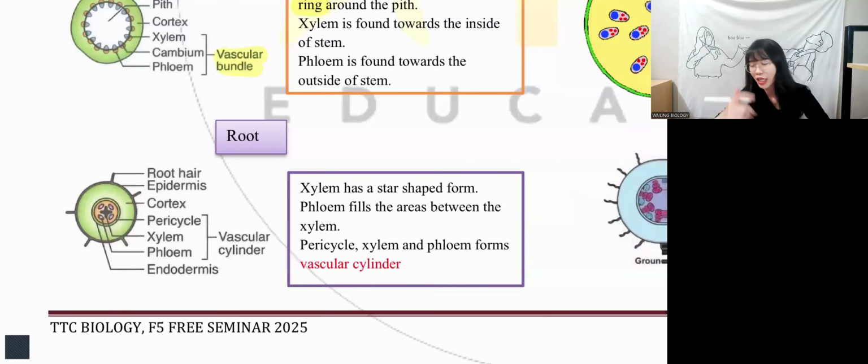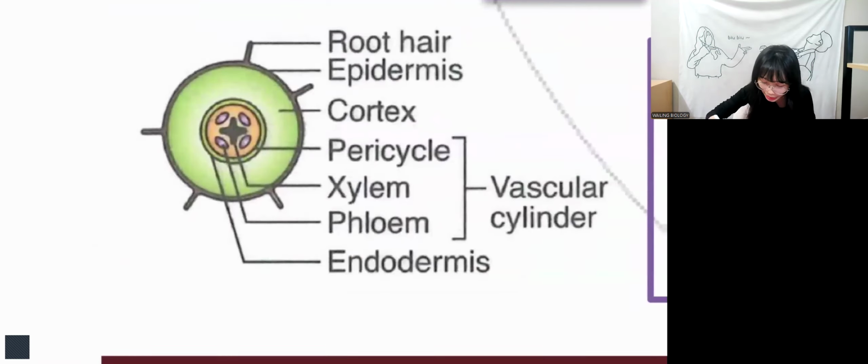For root is the special one. Why? Because in the root, the xylem has a pattern. I know this is a cross, a T shape, but we don't call it a cross. We call this a star-shaped xylem. Okay, this is a star shape, not a cross. The one in purple color that you see in this part is the phloem. So with star-shaped xylem, the phloem fills in the area between the xylem.